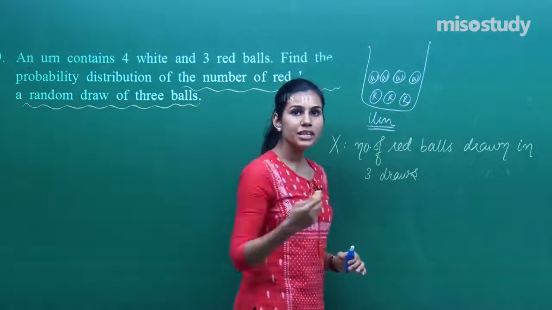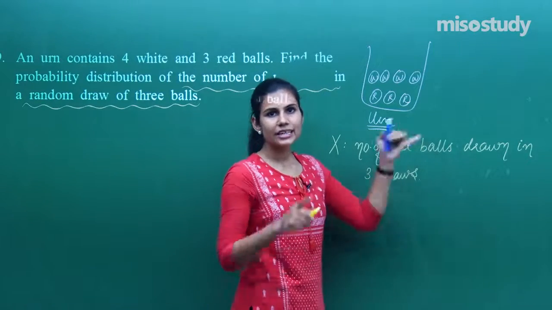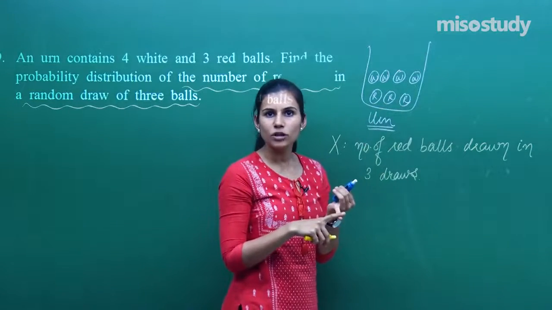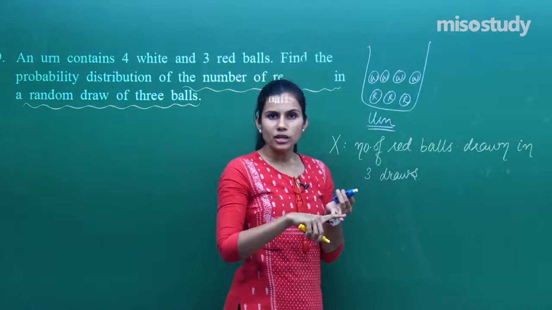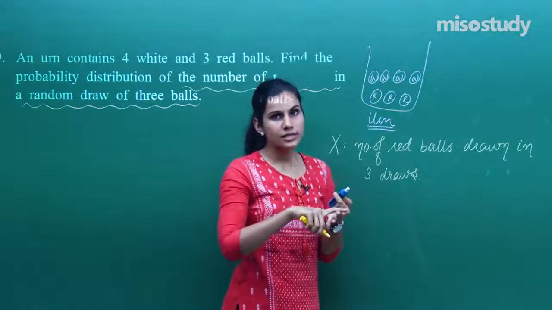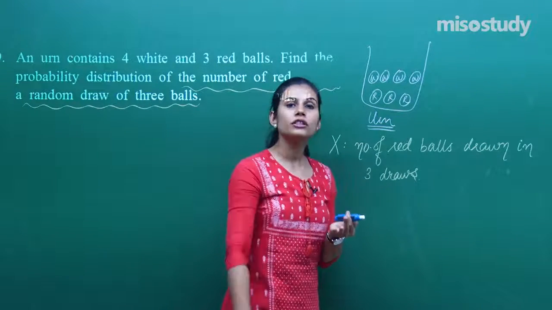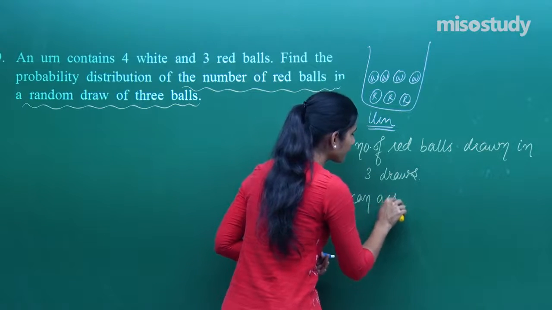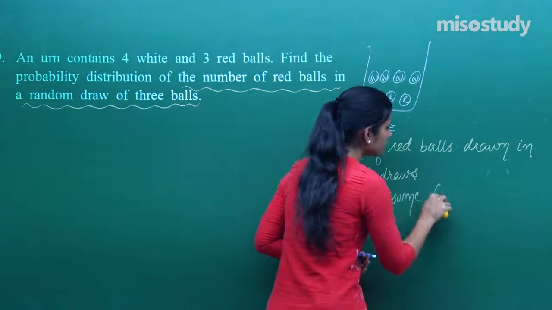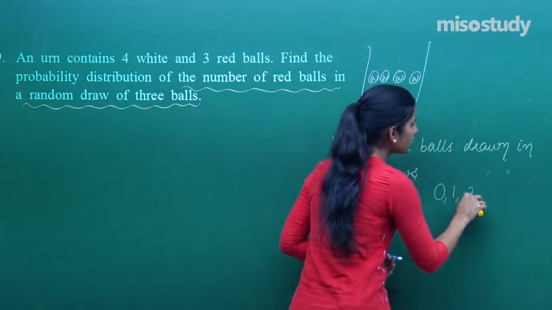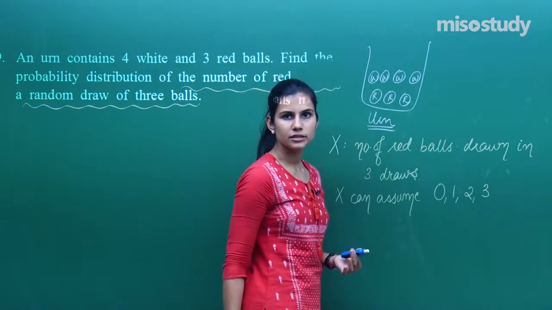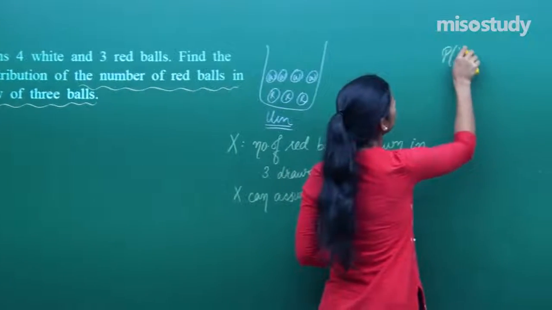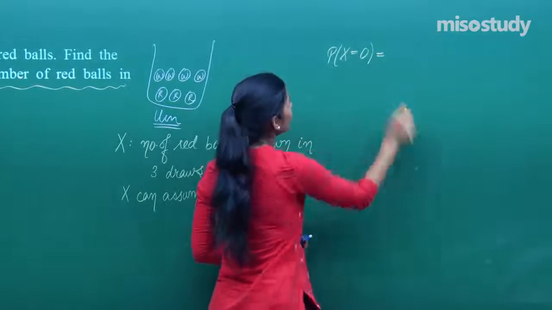When you draw 3 balls from this bag, either you can get no red ball, that means all 3 balls are white, or you can get 1 red ball, 2 white balls, or 2 red balls, 1 white ball, or all 3 red balls. So capital X can assume what all values? 0 red balls, 1 red ball, 2 red balls, or max 3 red balls. Fine. And therefore, what is the probability distribution of this? Let's find out the respective probabilities.